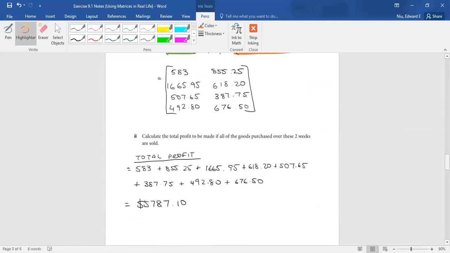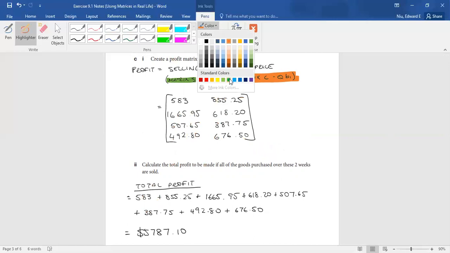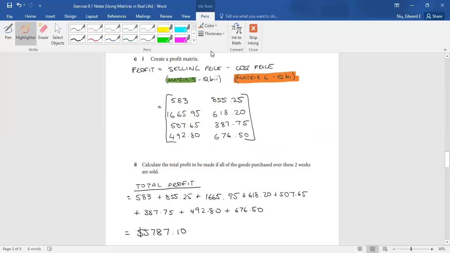Part D, calculate the total profit to be made if all the goods purchased over the 2 weeks are sold. So assuming they sell everything and they've got this outcome here, what we do is we add all the values from this matrix and that's going to tell us the total profit. Okay, so let's give profit a color. What color should profit be? Let's go grey. So this here is our profit matrix.